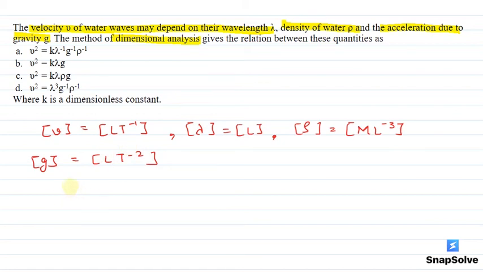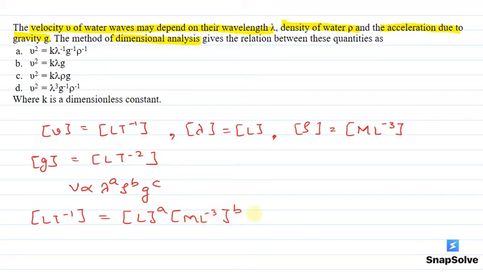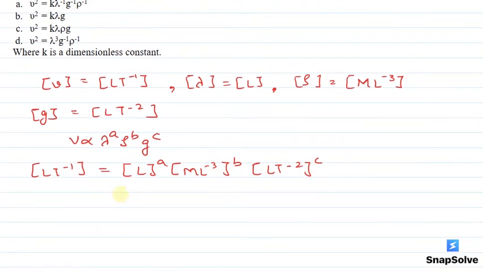Now we'll write down a formula, that is v proportional to lambda to the power a, rho to the power b and g to the power c. Now we'll write down the dimensional formulas and try to compare the powers, that is L T minus 1 for v, that will be equal to lambda, that is L to the power a, rho, that is M L minus 3 to the power b, and L T minus 2 to the power c. Now let's try to simplify it. That will be M to the power b, L to the power a minus 3b plus c, and for T it is minus 2c. On the LHS it is L T minus 1.